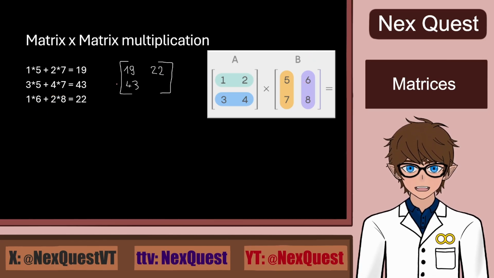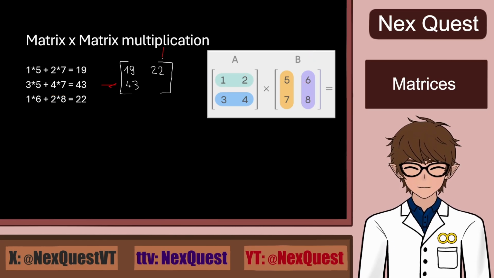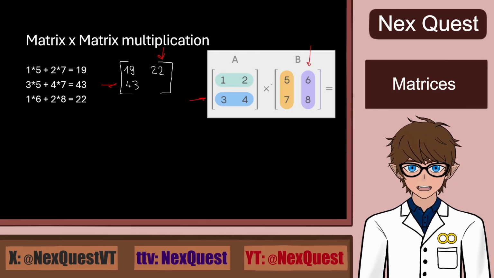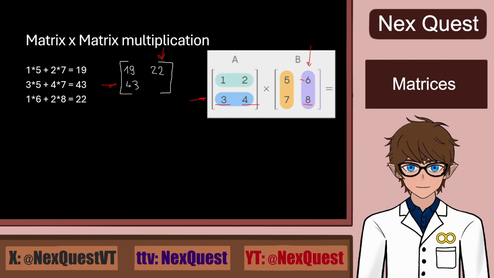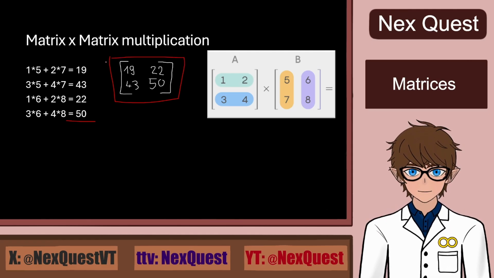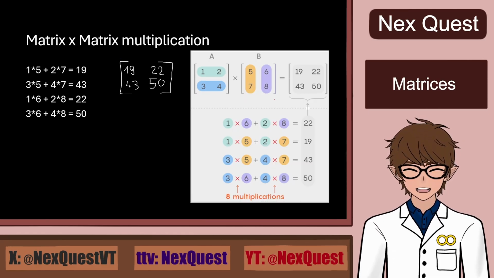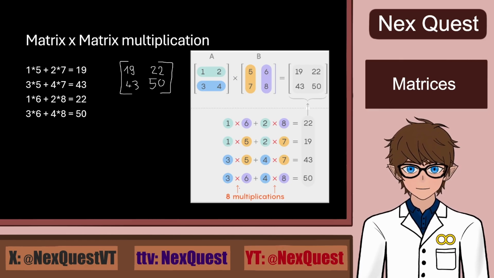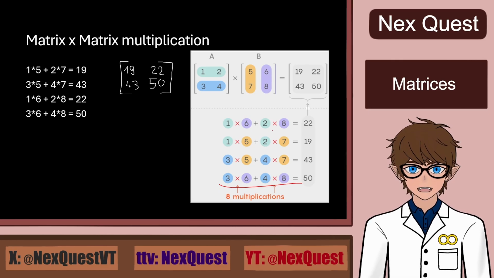And for the last one, it's the second row, second column. We'll take the second row of A, second column of B, first element with the first element, second element with the second element, add those products together, and we get 50. So this is the result. Now, if I were to show the full screenshot of this exercise, we see that we can get the result of this 2x2 with 2x2 matrix multiplication with only 8 multiplication steps and 4 additions.